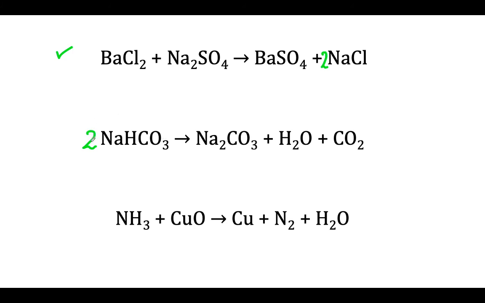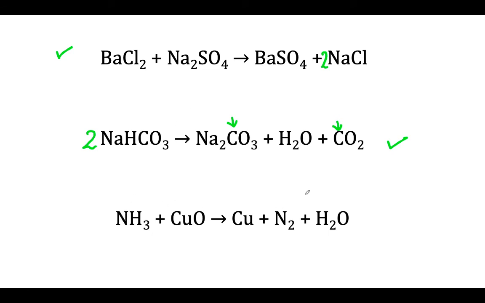So I've got 2 hydrogens. Let's take a look on the right side. I've got 2 hydrogens there as well. I've got 2 carbons. Now this one doesn't exist as 2 carbons together, but there's 1 carbon here and 1 carbon here. So 1 plus 1 means that we've got 2 carbons. And then oxygens, I've got 3 times 2, which is 6 oxygens. So I've got 3 oxygens here, 4, 5, 6. So having put the 2 here, this becomes a balanced reaction.